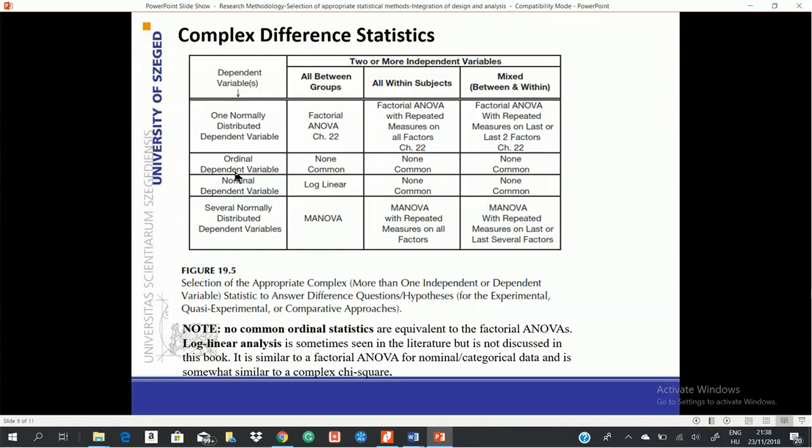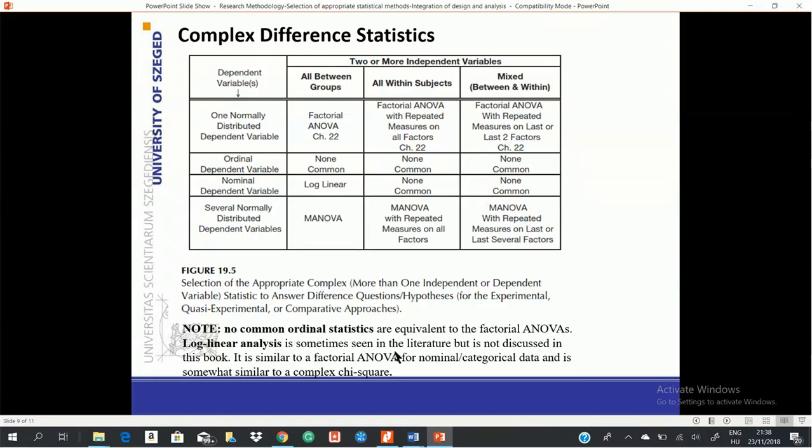For an ordinal dependent variable that does not fulfill the normal distribution, you can use non-parametric tests. The meaning of non-parametric, I make a note here: non-parametric ordinal statistics are equivalent to the factorial ANOVA. For a nominal dependent variable, you can do log linear. For between-group or all within-subject designs, non-parametric is what you can use instead of factorial ANOVA.